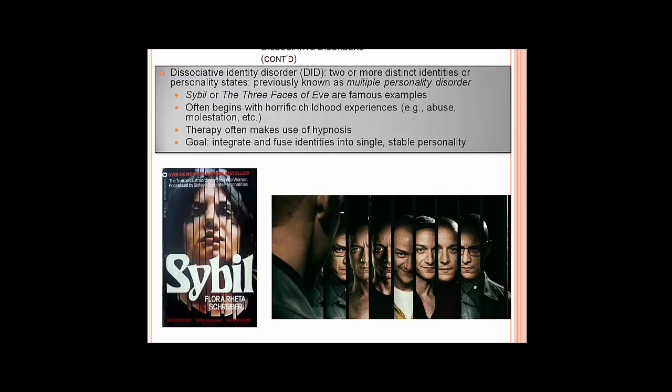The so-called dissociative identity disorder, or DID, we used to call multiple personality disorder. Hollywood, again, really takes off on these, like the movie Sybil or Three Faces of Eve, and these are famous examples. One thing's for sure: a dissociative identity disorder starts with a horrific childhood, abuse and molestation over and over and over again.